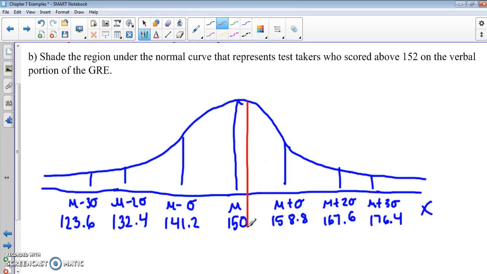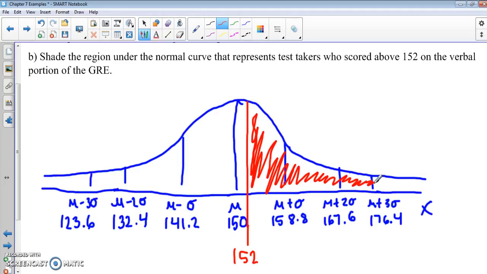I'm just going to bring that down. So 152, and we're looking at above. So we want this region over here. So now roughly that should be a little bit under 50%, kind of intuitive if we're thinking through this, right?